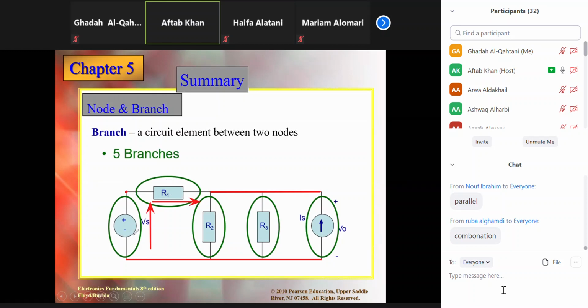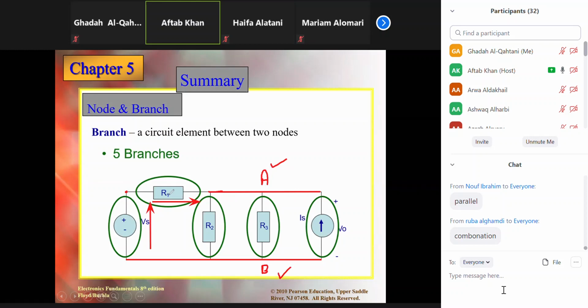So this is in series. These two components are in series. They are in parallel. Why? Because they are sharing a common node. Let's name the nodes A and B. R3, R2, and this current source IS are in parallel because they are connected between A and B. They are parallel. All right.